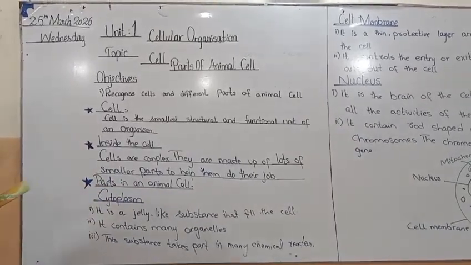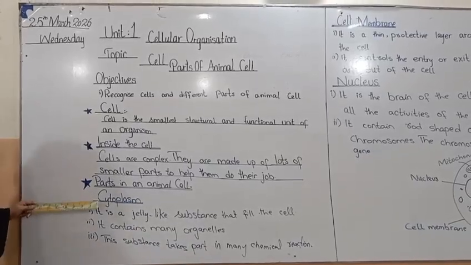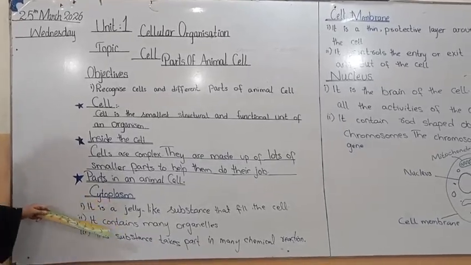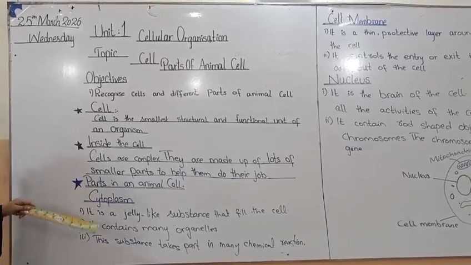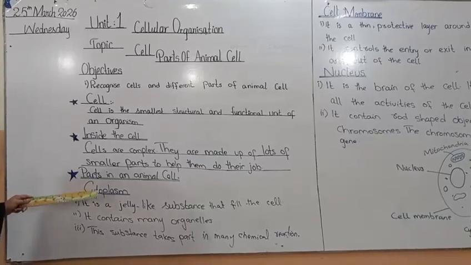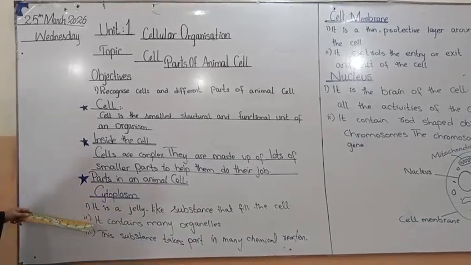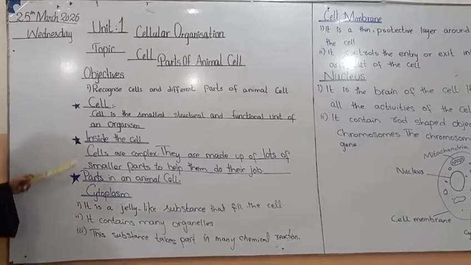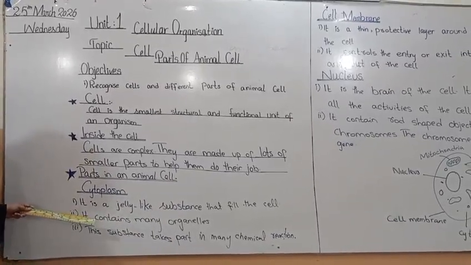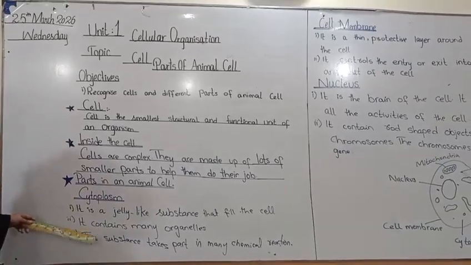The first part that we discuss is cytoplasm. Cytoplasm is a jelly-like structure that is present inside the cells. Cells are filled with cytoplasm. Many chemical reactions take place in the cytoplasm. Many organelles are present in the cytoplasm.